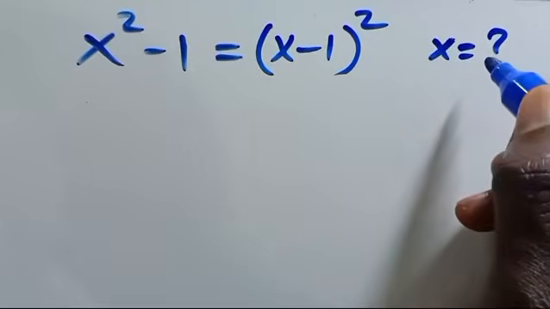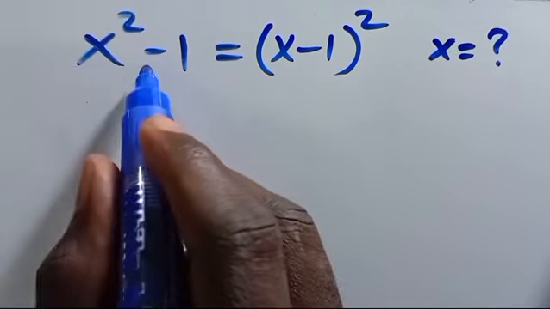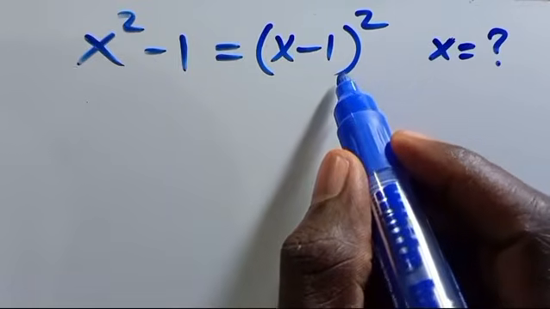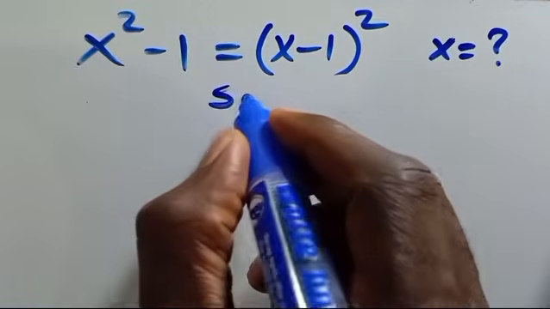To find the value of x, given that x squared minus 1 equals (x minus 1) to the power of 2. Let's have the solution.